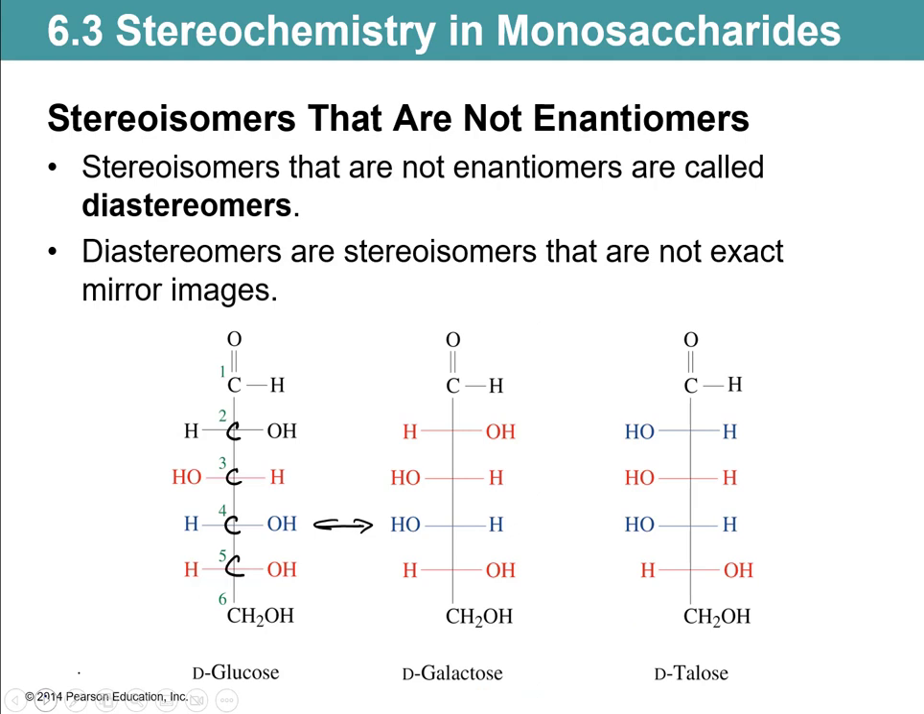So then I gave you a couple of examples. These are all isomers, and it's all because of these chiral carbons that you can end up with isomers. Remember, they have the same formula. These are special isomers where only one chiral carbon is flipped compared to the others.